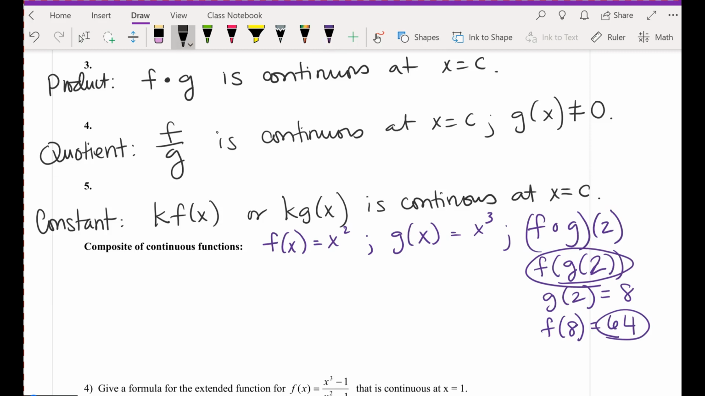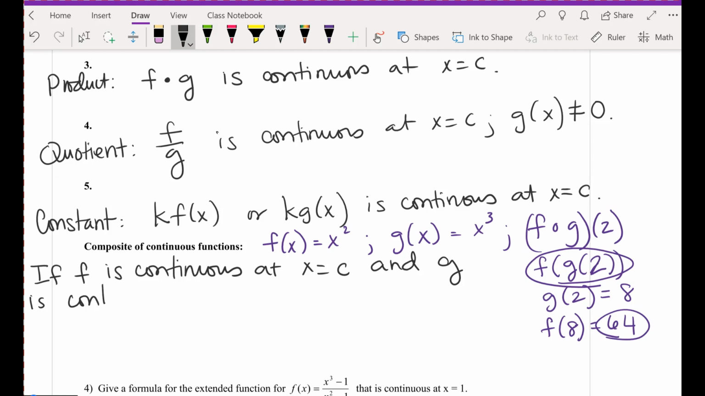It's a little bit more difficult. So if f is continuous at x equals c and g is continuous at f of c, okay? So this is where it's slightly different. Can you see that this is saying that, okay, well, if my c is 2, then if g is continuous at 2, but f has to be continuous at g of 2. So that's what that's saying. Does that make sense so far? Okay. This is composition, okay?